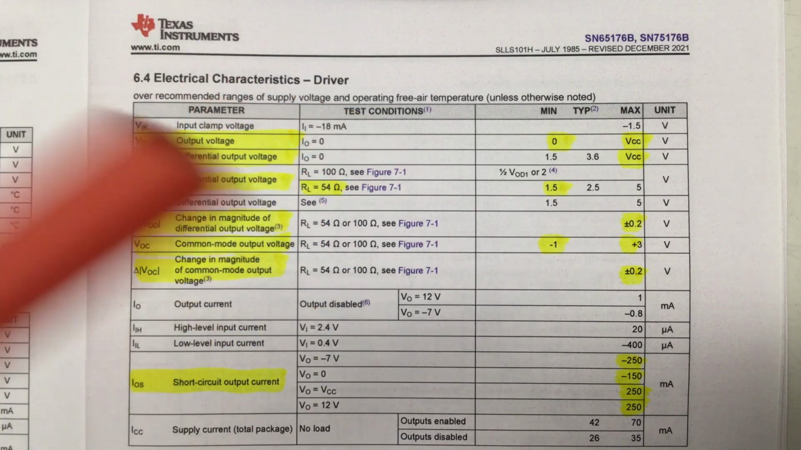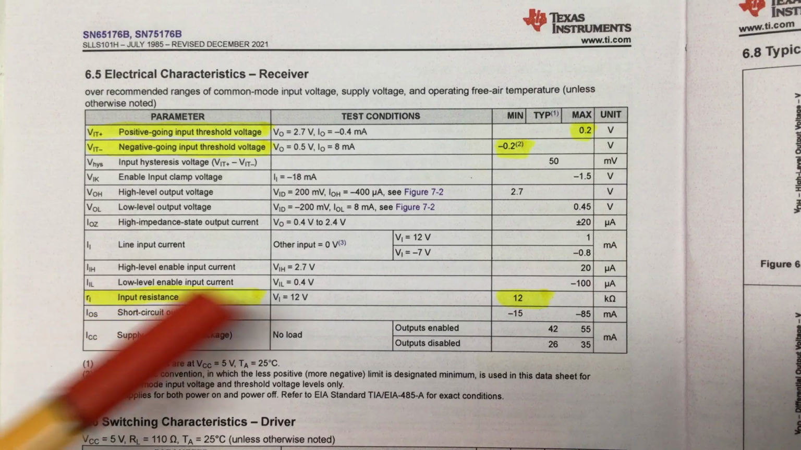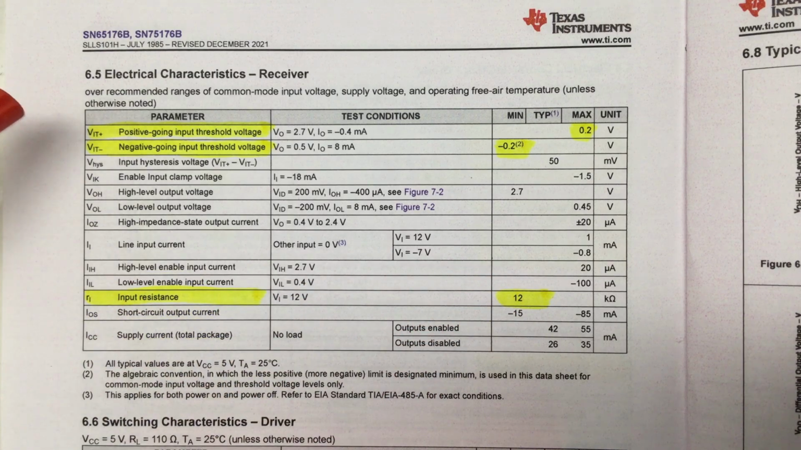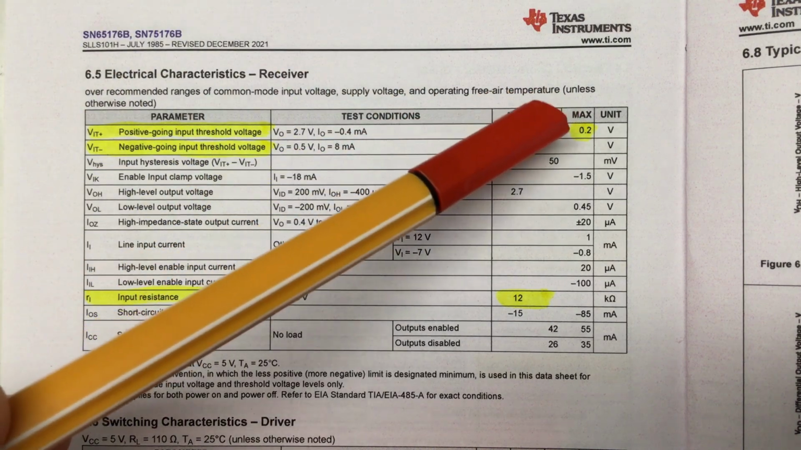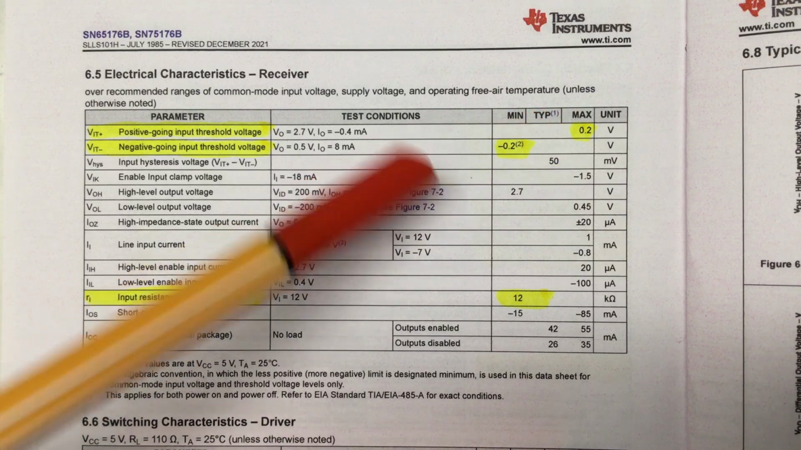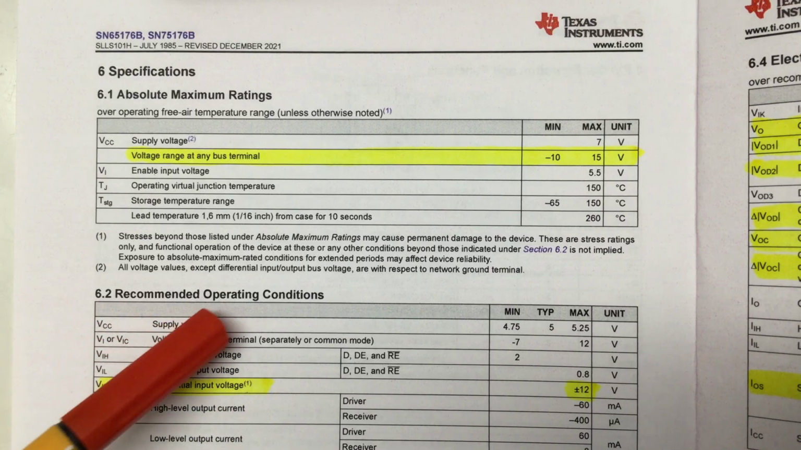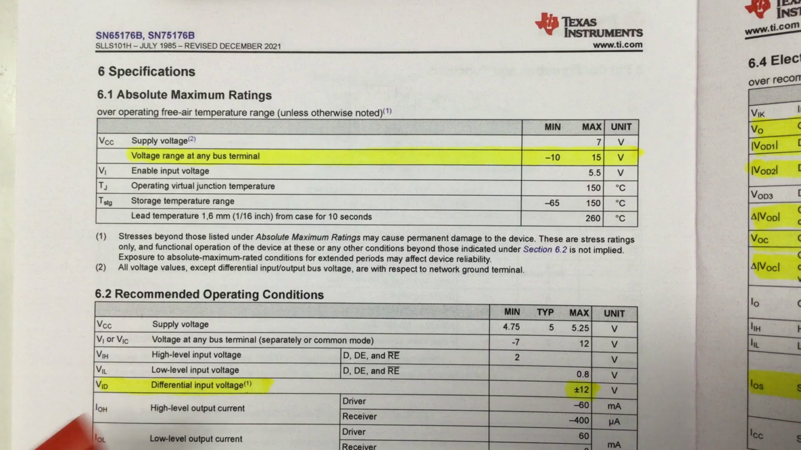Now let's have a look at the receiver. The receiver's minimum input resistance is 12 kilo ohms, so we are golden. And the positive and negative threshold voltage is -0.2 and +0.2 volts. So that's good too. For the last two receiver parameters, we have to look at their recommended operating conditions and their absolute maximum ratings.